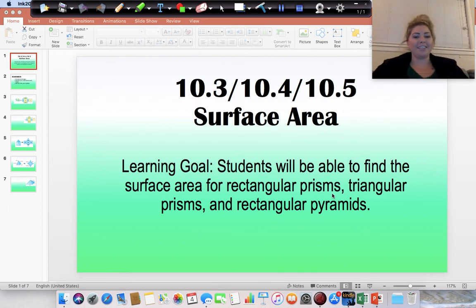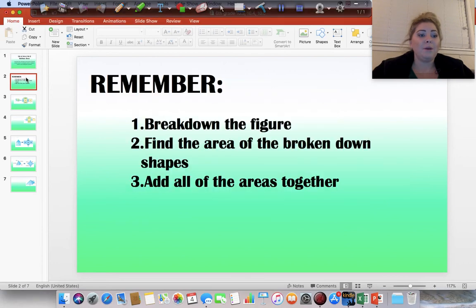All right. So let's go ahead and get started. Today we are doing Chapter 10, Lesson 3, Lesson 4, and Lesson 5. This is all on surface area. Our learning goal is that students will be able to find the surface area for rectangular prisms, triangular prisms, and rectangular pyramids. Okay? So remember, number 1, break down the figure.